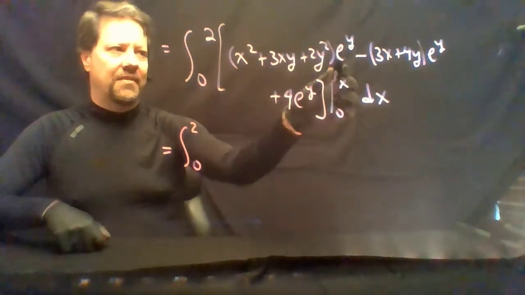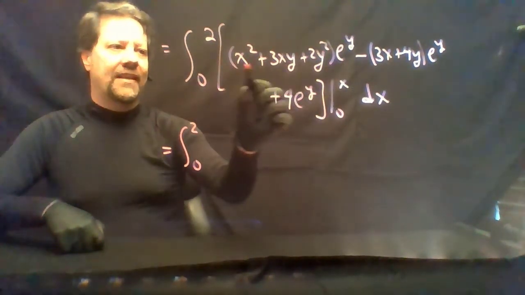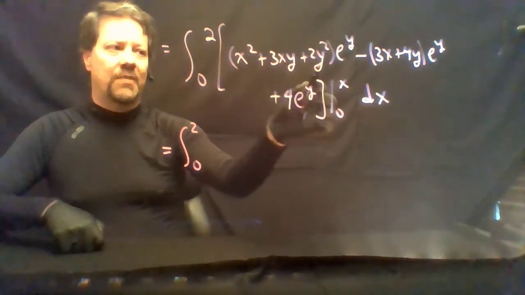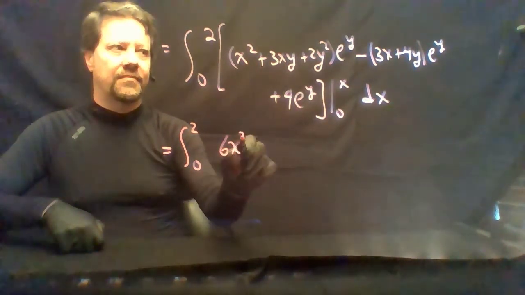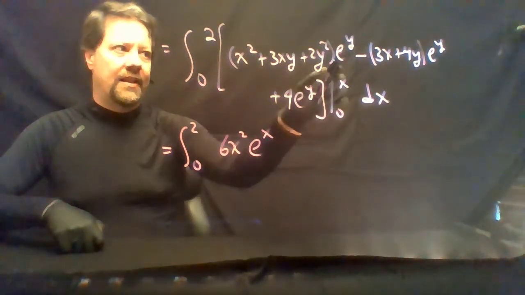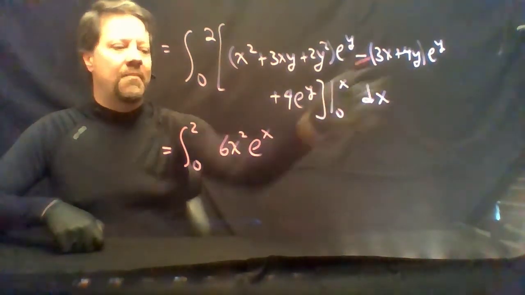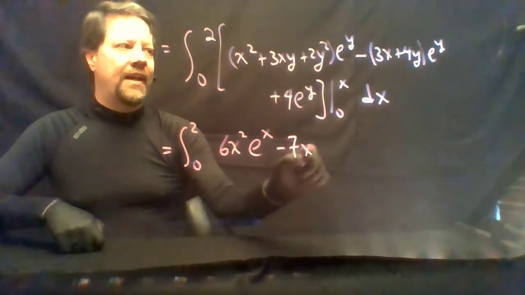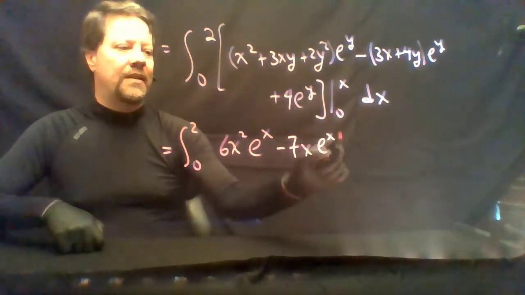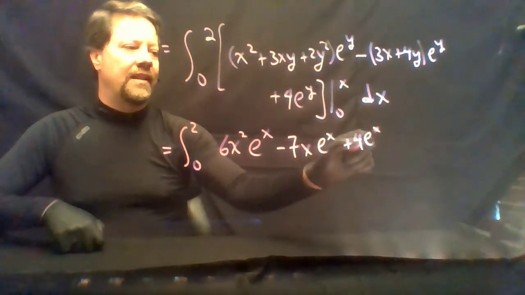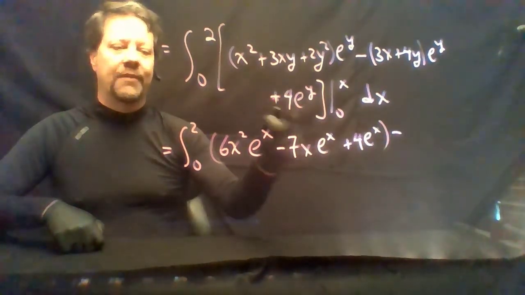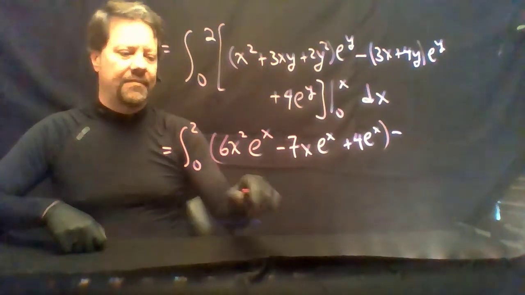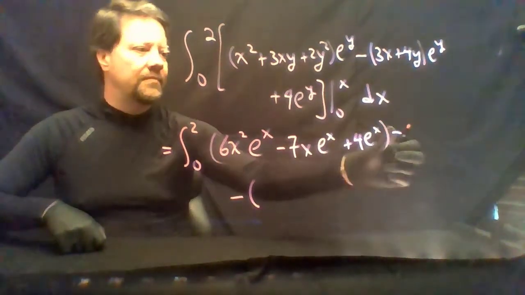Plugging in x for y, we'll have x squared plus 3x squared plus 2x squared is 6x squared e to the x. And then we get minus 7x e to the x, and then plus 4 e to the x. But then we need to subtract what we get when we plug in 0 for y. Let me write that down here.